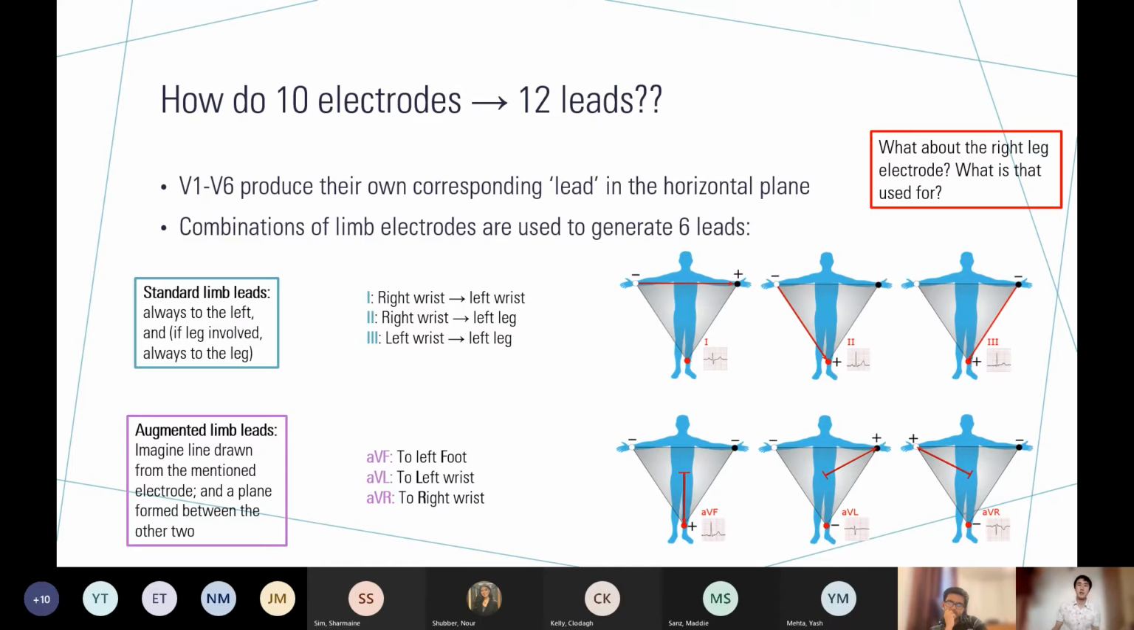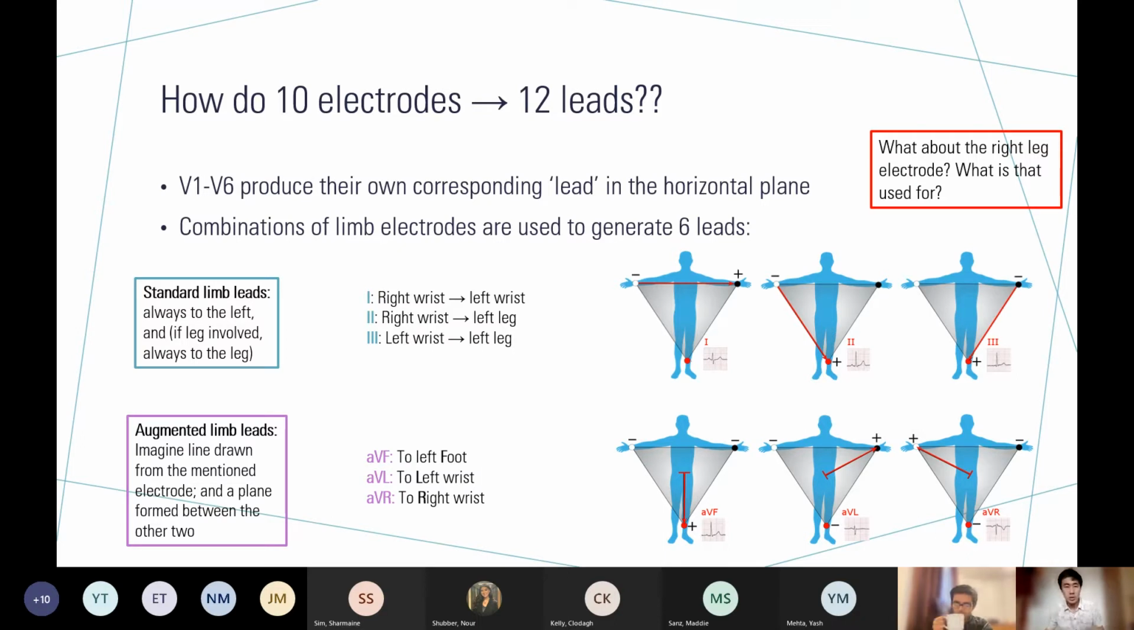But with the 10 electrodes, how do they actually give us the 12 leads that we see on the ECG? The chest leads are fairly easy to interpret. They just measure the electrical activity in the horizontal plane, and it's corresponding to where they're placed. So as they're placed alongside the chest, it's going to pick up the electrical activity from the chest wall it's over. The limb electrodes are a bit more confusing, and it's combinations of the electrodes which are used to generate the other 6 leads.